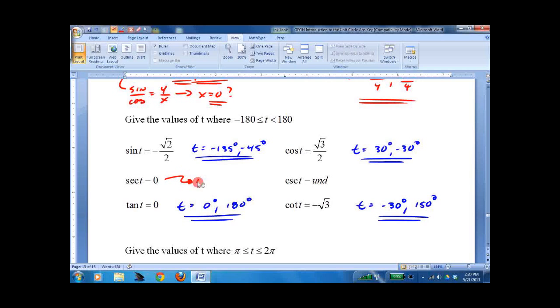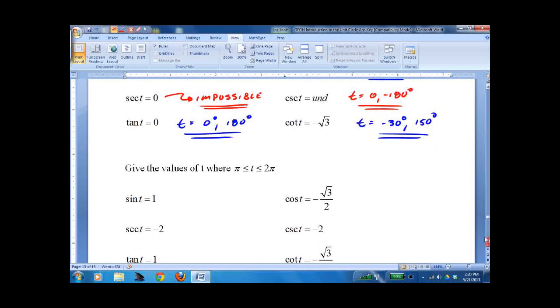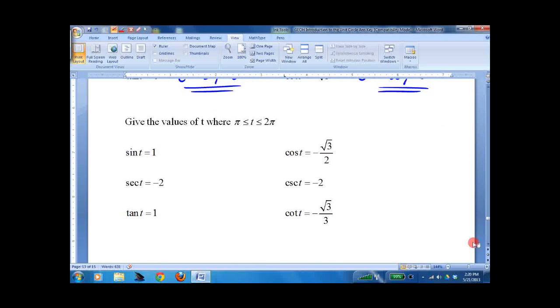This is impossible. And I wrote that in and it was a mistake, but I actually kind of like leaving it in there. Secant can never equal 0 because it's 1 over cosine. It's impossible. It'd have to be 0 over something, and it isn't. So there's your answers. Check them out. Pause if you want, because I'm going to scroll down, and there's 6 more. Try these, and we'll call it a day.